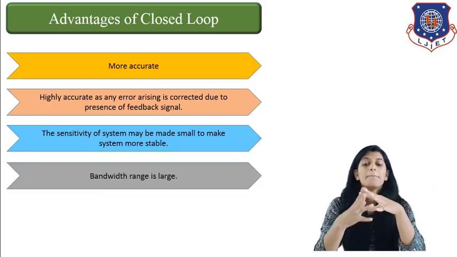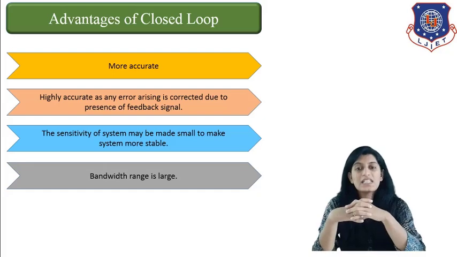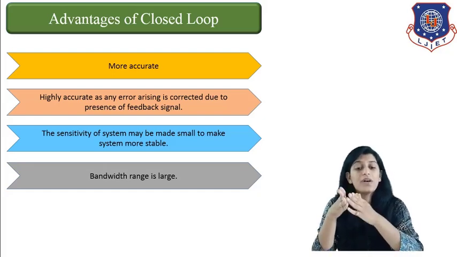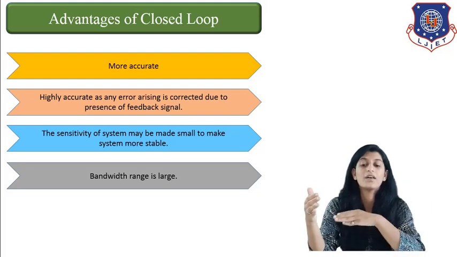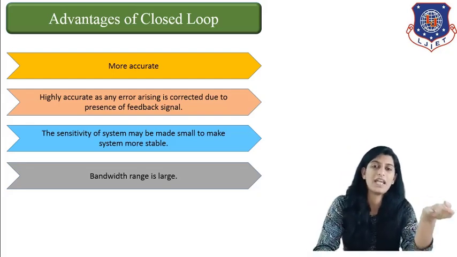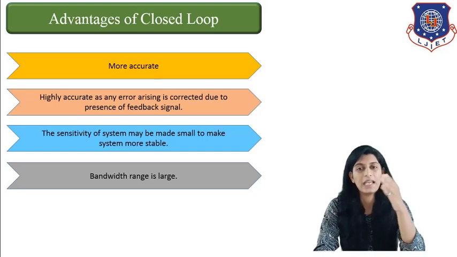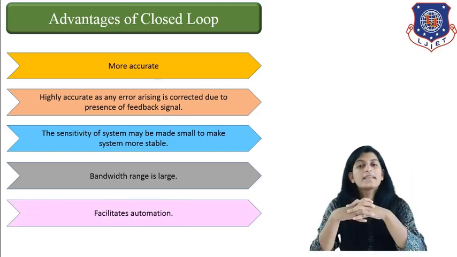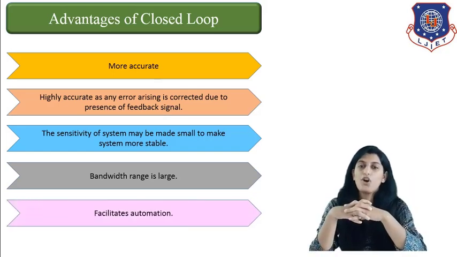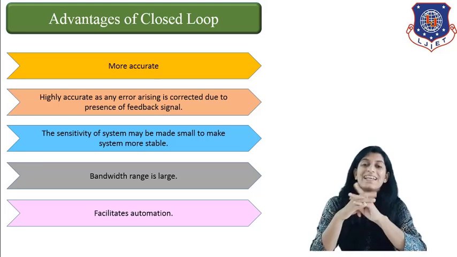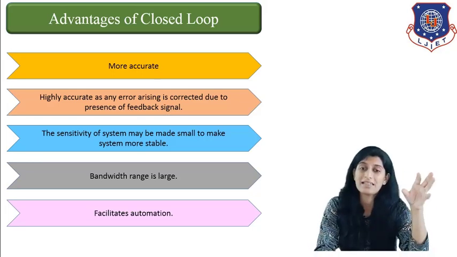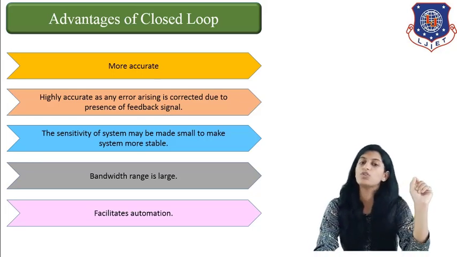Next is bandwidth range is quite large, means it can work over a quite large extent. We can have a large range of working scale. It can facilitate automation. It means that it supports complete automation. We can completely automate our system if it is a closed loop system.